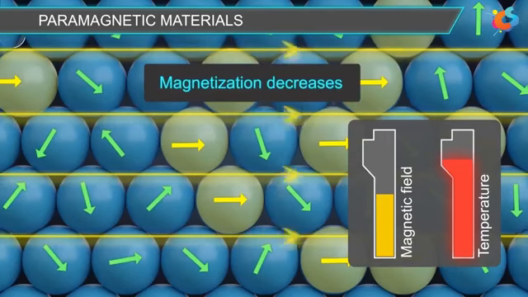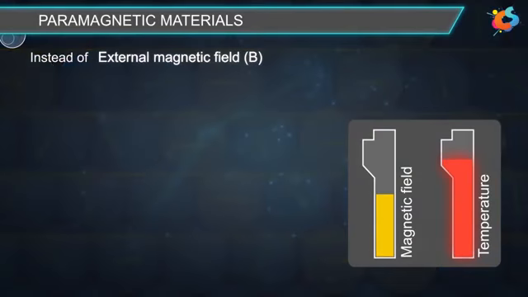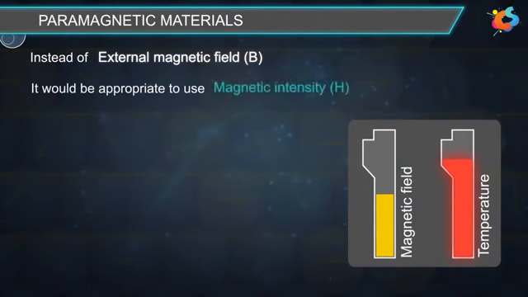The magnetization decreases. Now, instead of external magnetic field B, it would be appropriate to use the term magnetic intensity H, which is the actual source of the magnetic field. It is given by H is equal to B by mu.